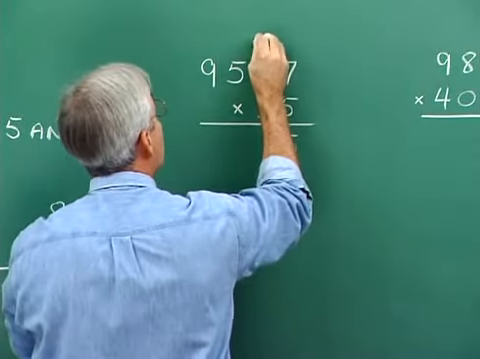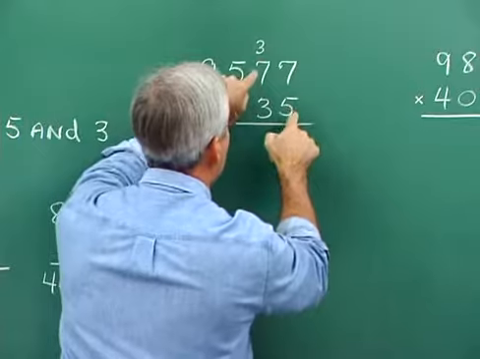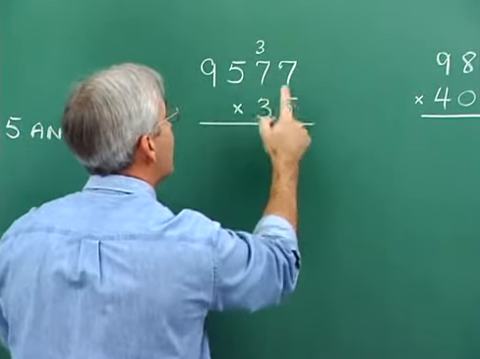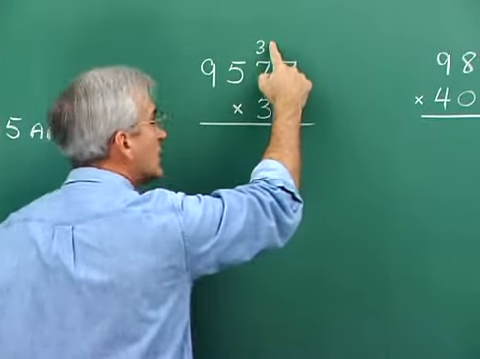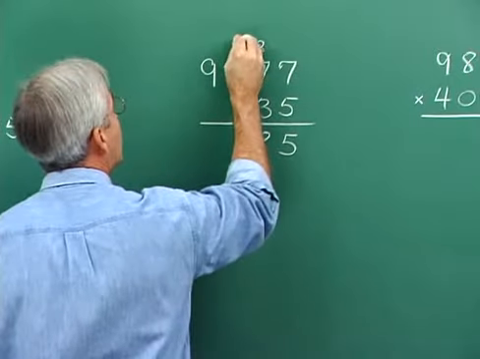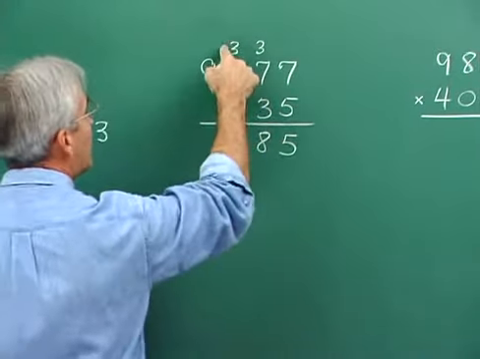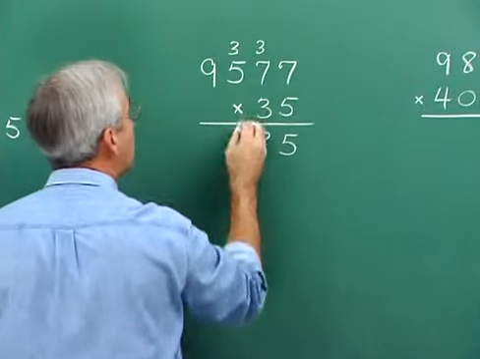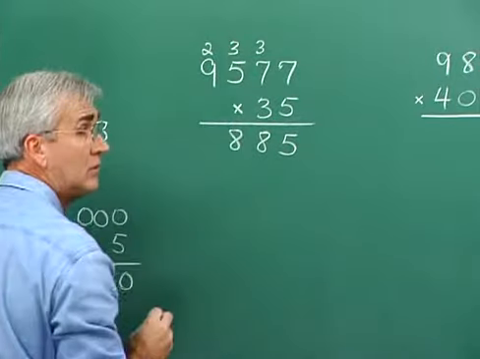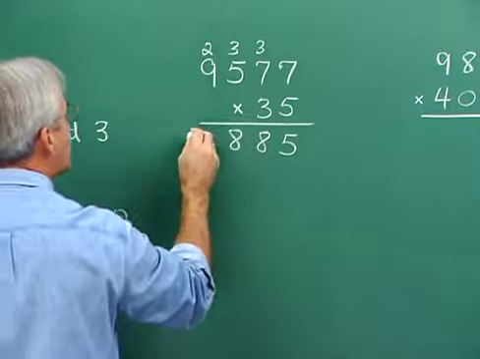I put the 3 above this digit. And I'm going to add it on after I multiply those two. So I have 5 times 7 is 35, and 3 is 38. I'll put the 8 in 38 right here and carry the 3. 5 times 5 is 25, and 3 is 28. I'll put the 8 in 28 right here and carry the 2. 5 times 9 is 45, and 2 is 47.